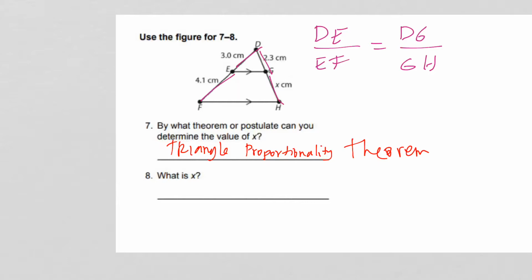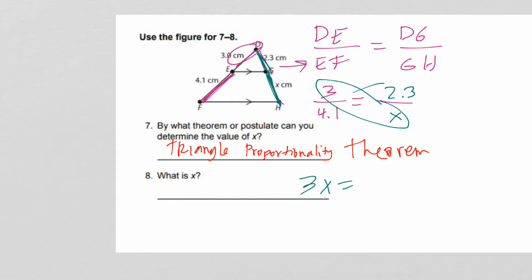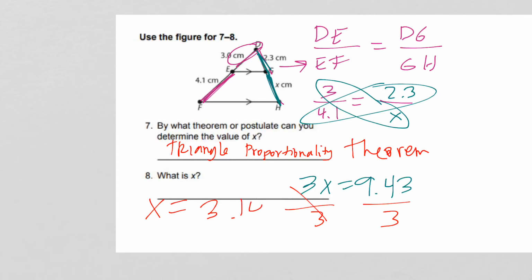So DE measures 3 divided by EF measures 4.1 because that's the length here equals DG, which is 2.3 divided by GH, which is x. So we're going to cross multiply. 3 times x is 3x. 2.3 times 4.1 is equal to 9.43. And I need to solve for x by dividing both sides of my equation by 3. And when I divide both sides, I get x equals 3.14. And my units would be centimeters.